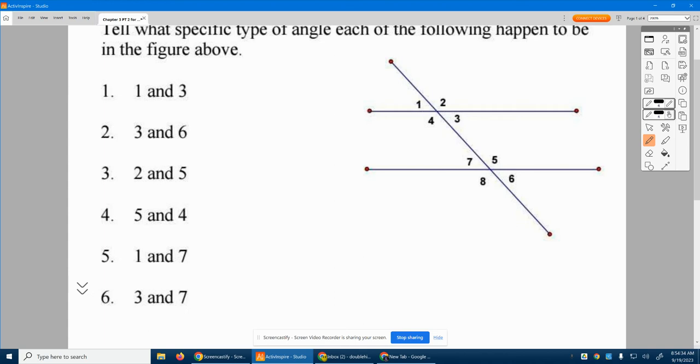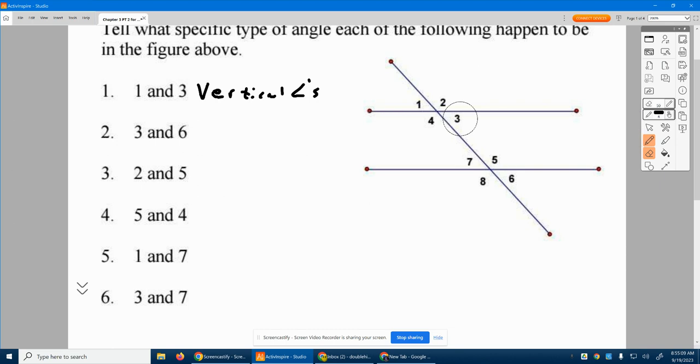All right. It says, tell what specific type of angle each of the following happen to be in the figure. It says above, but we obviously know it's to the side here. So we have to figure out what we have. So let's do that. 1 and 3. What would 1 and 3 be in this picture? Here's 1, here's 3. What are those? Those are called vertical angles. So vertical angles. Boom. Got number 1.